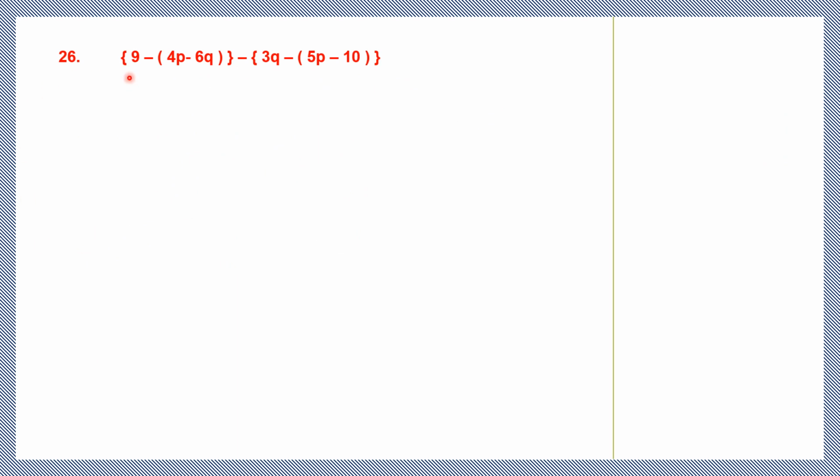Question 26. So here we have the curly bracket, we have common brackets, and again we have that. So remember to remove the common brackets first. So we're going to remove the common brackets. So simplify what is inside. So here we start with the curly brackets, then we have 9. Now the sign before the common brackets is minus. So change the sign of all the terms inside. So minus 4p plus 6q. Now, common brackets are removed, put back the curly brackets. Minus, again curly brackets, 3q. Here we have minus before the brackets, so change the sign when you remove the brackets. So minus 5p plus 10 and close the curly brackets.